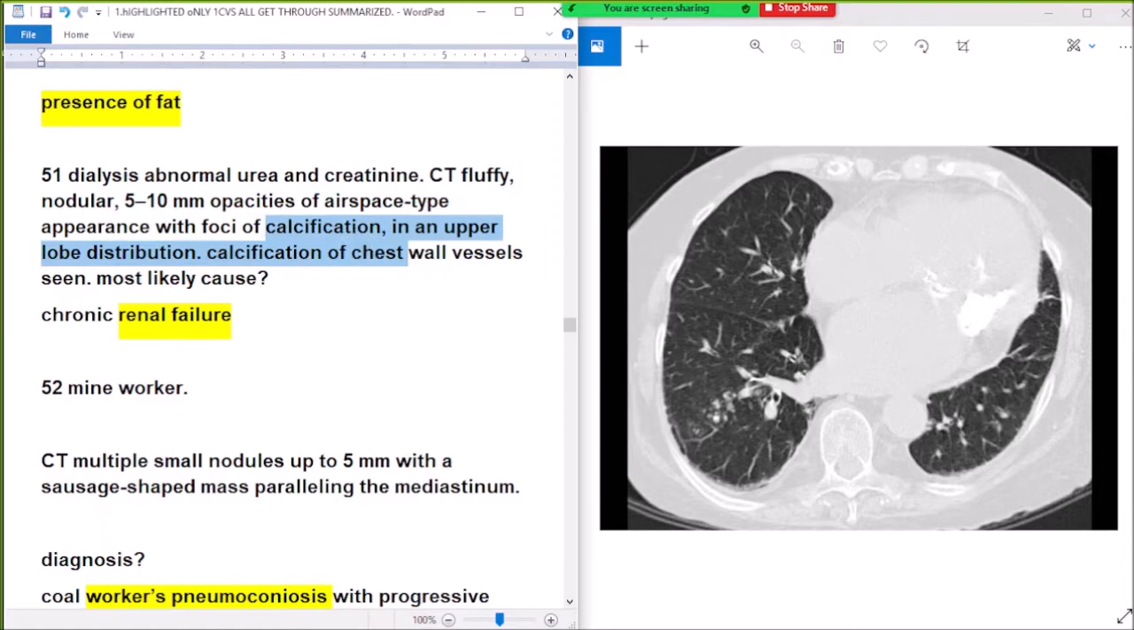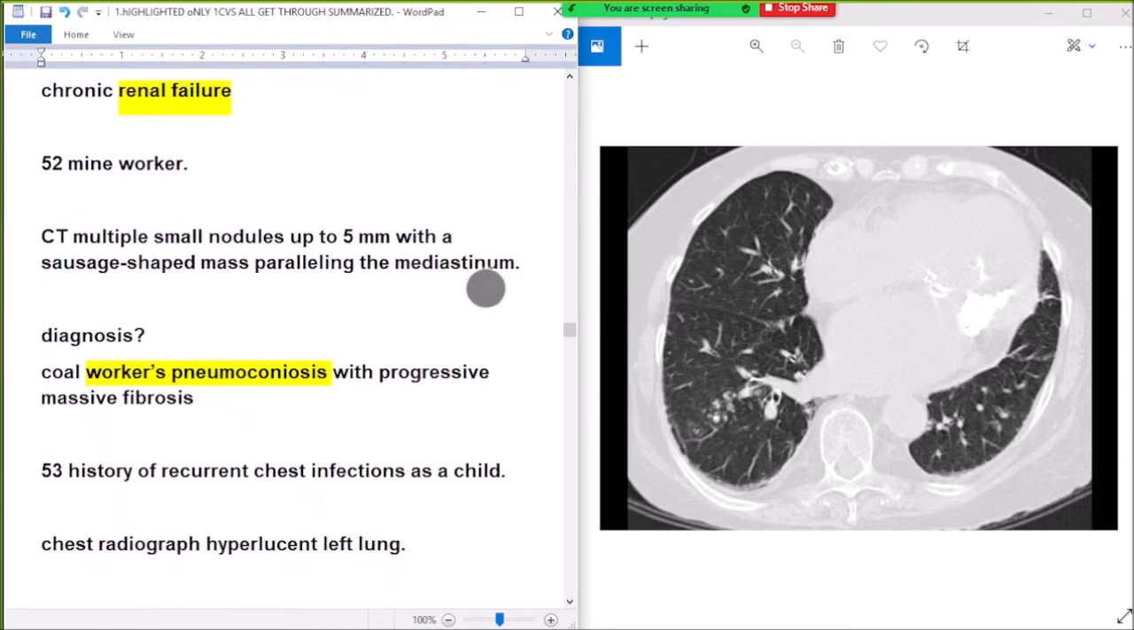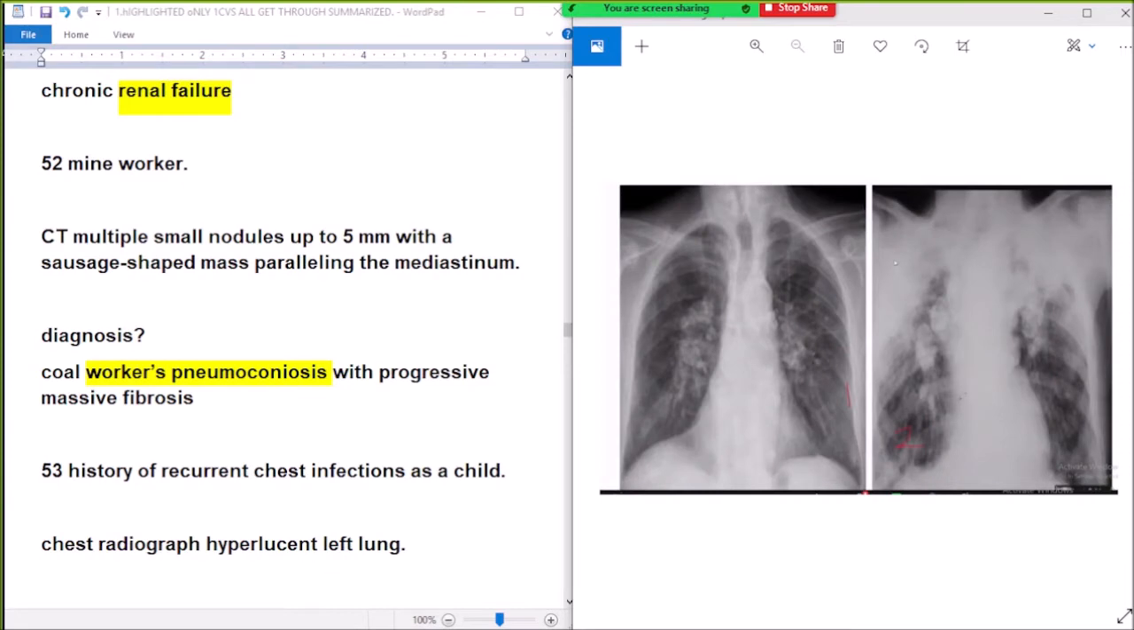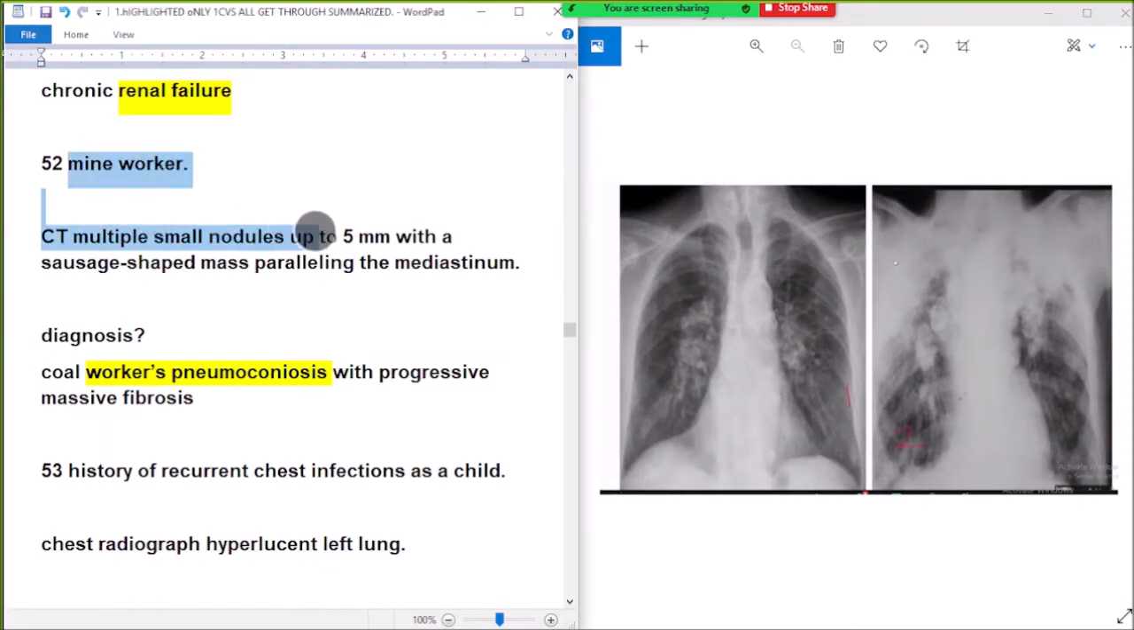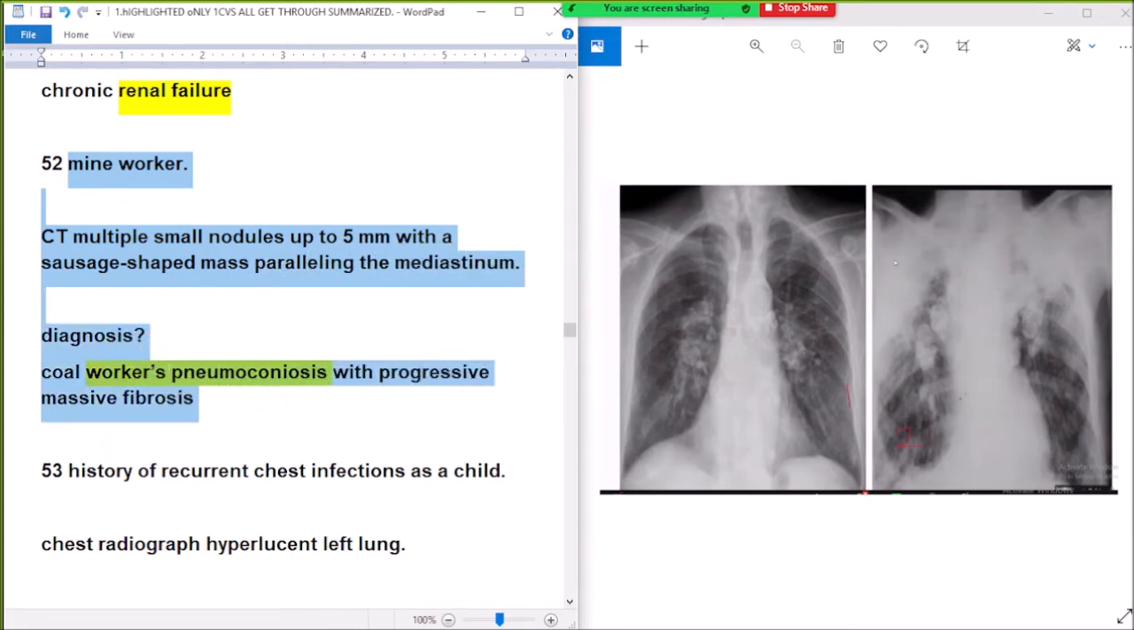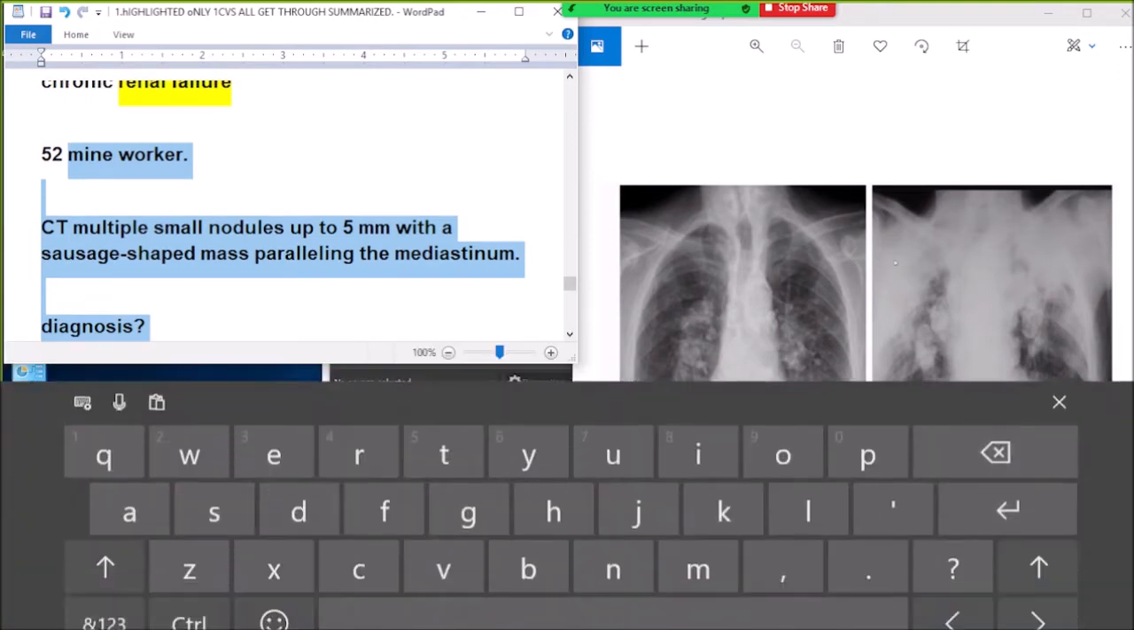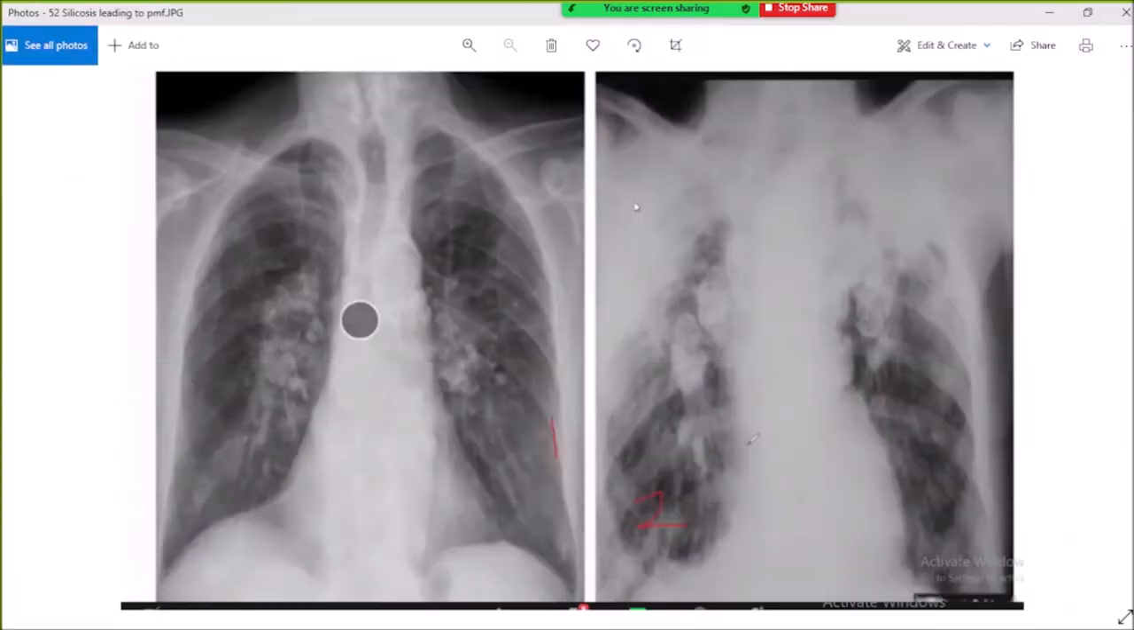Question number 52. CT scan shows multiple small nodules up to 5 mm with a solid mass paralleling the mediastinum. Diagnosis: coal workers' pneumoconiosis with progressive massive fibrosis. This is silicosis leading to progressive massive fibrosis.